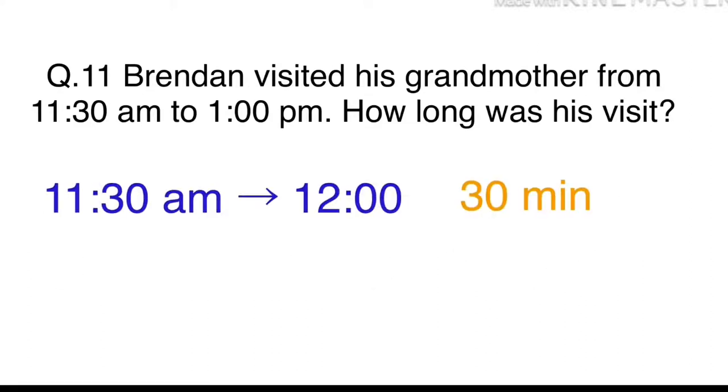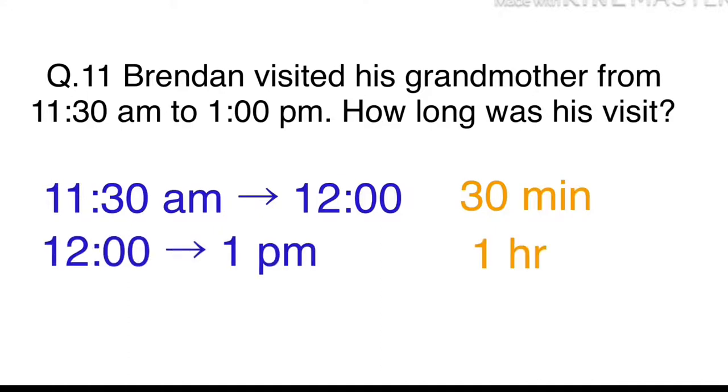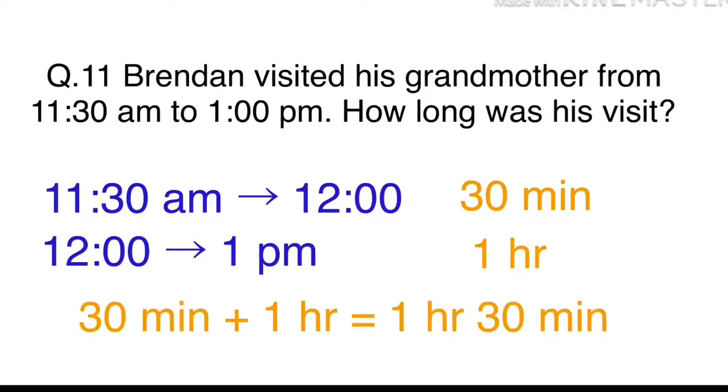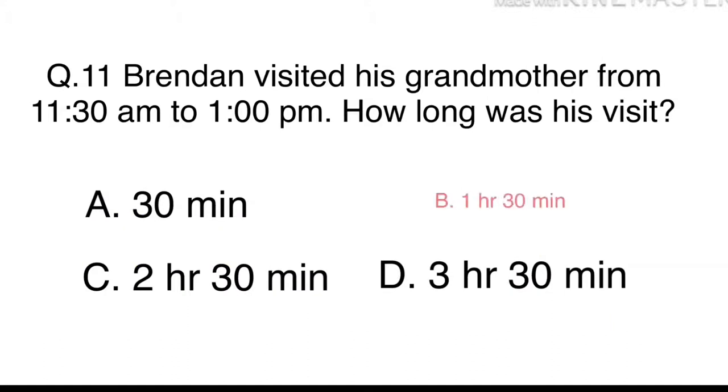11:30 a.m. to 12 at noon is 30 minutes. 12 at noon to 1 p.m. is another hour. The total time he visited his grandmother was 1 hour and 30 minutes. The answer is B, 1 hour and 30 minutes.